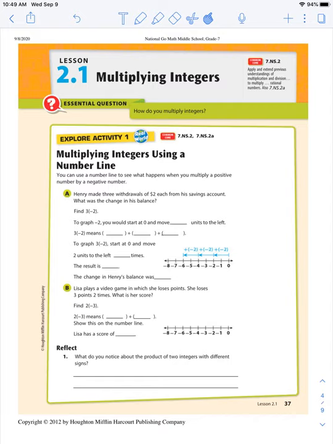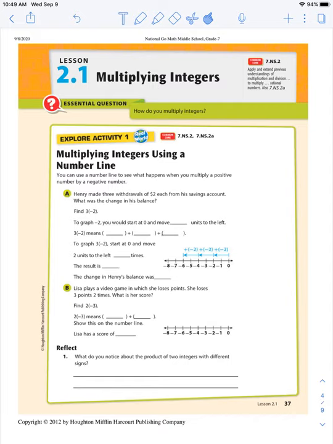All right, let's look at part A. Henry made 3 withdrawals of $2 each from his savings account. What was the change in his balance? So withdrawals would be negative. He made 3 withdrawals of 2. So we're going to represent this as 3 times negative 2.